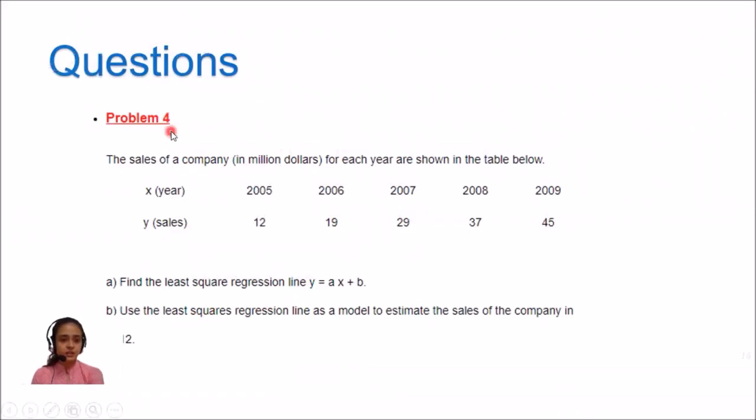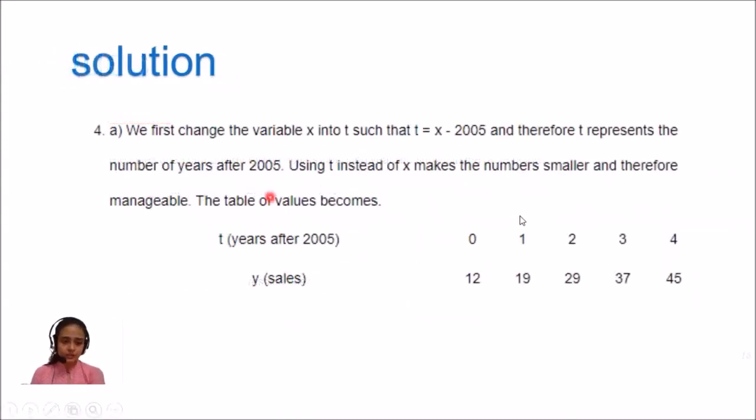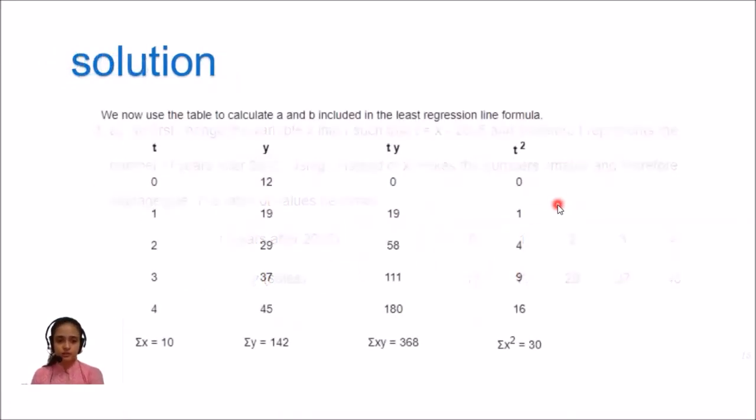This is problem number 4. These are the data given, that is the value of x and y, that is year and the sales. You have to find the regression line, and using the least square regression line model, estimate the sales of the company in a particular year. The question is also given and the solution is also given.